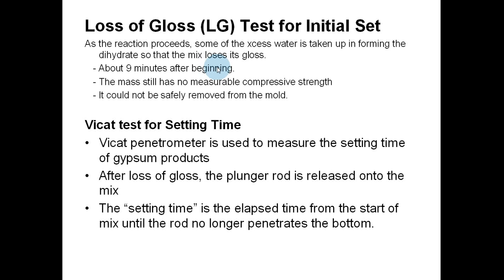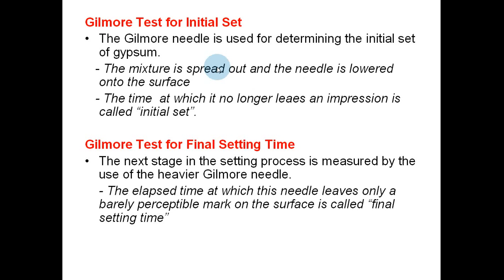The Vicat test for setting time. A Vicat penetrometer is used to measure the setting time of gypsum products. After the loss of gloss, the plunger rod is released onto the mix. The setting time is the elapsed time from the start of the mix until the rod no longer penetrates the bottom.